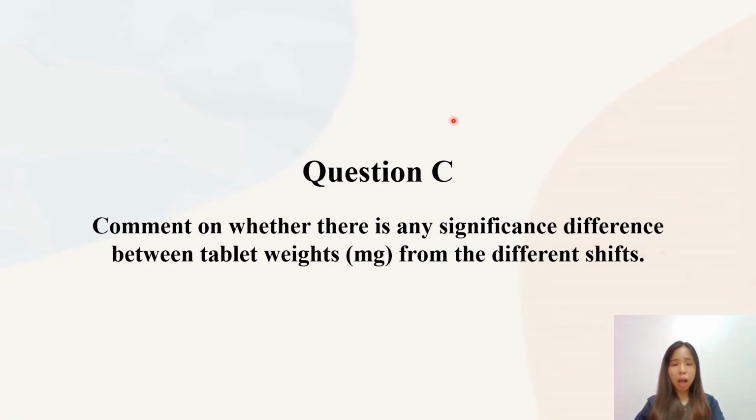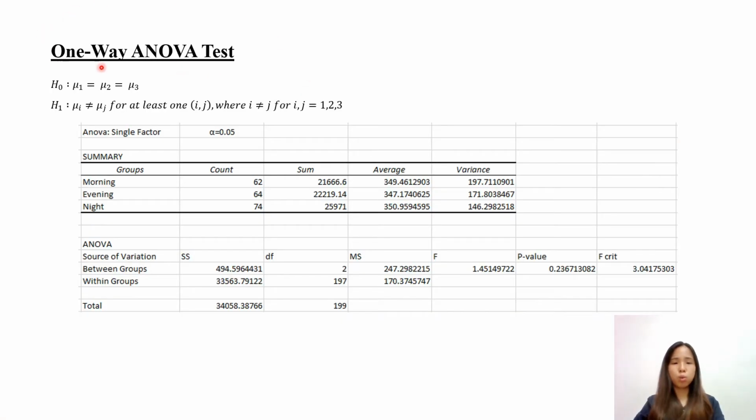I'm Wong Sok Wen. I'm going to explain Part C, which is comments on whether there is any significant difference between the tablet weights for the different shifts. So we decided to use the one-way ANOVA test to determine it. Before we proceed with the ANOVA test, we need to make a hypothesis statement. In this case, we assume that alpha is equal to 0.05.